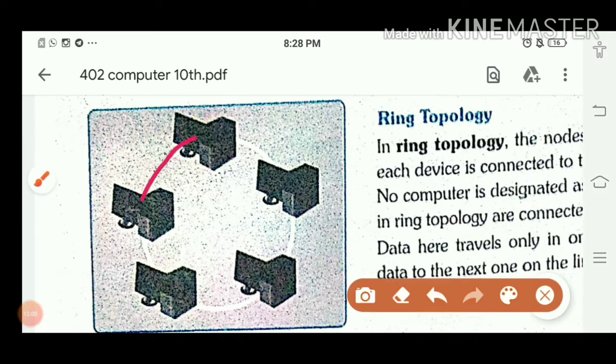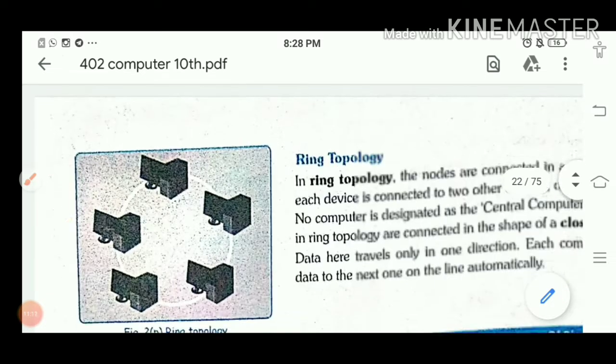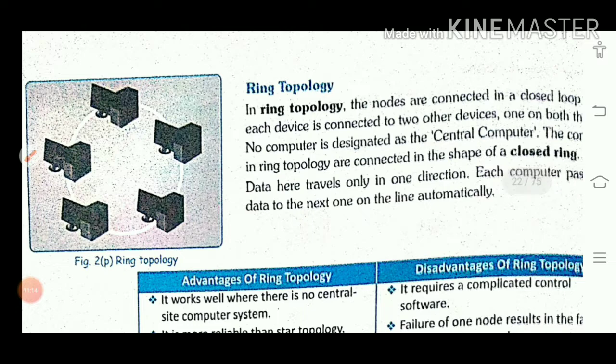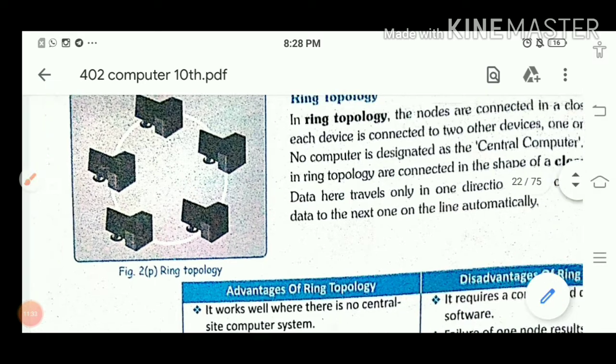इनके बीच में wires हैं. They are placing like this. ठीक है. So what did form? It forms one ring. So in this ring topology, all the computers are connected to each other in ring format in a closed loop, and each device is connected to other two devices. ये देखो, each device is connected to two other devices, and no computer is designated here as a central computer.